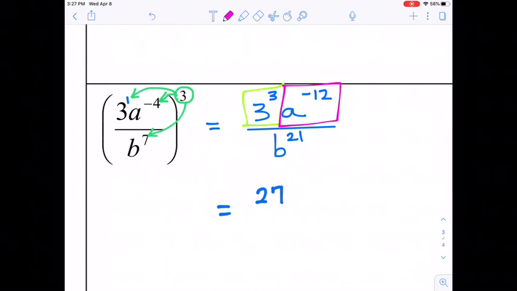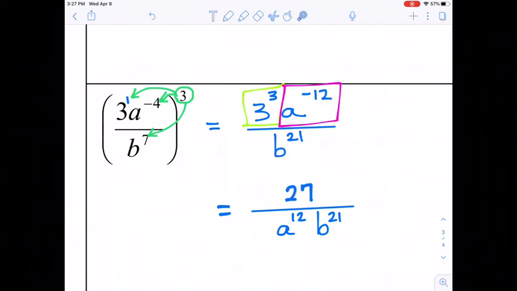a to the negative 12th power means that I need to move it to the other side of the fraction, down to the denominator, a, and then the 12 becomes positive. And the b to the 21st just stays down there. I'm going to just center that a little better, and that's it.